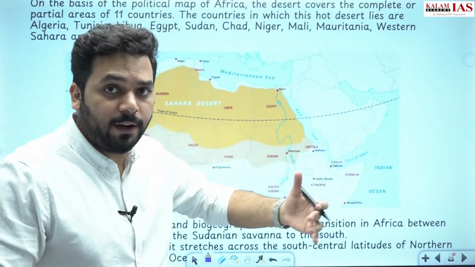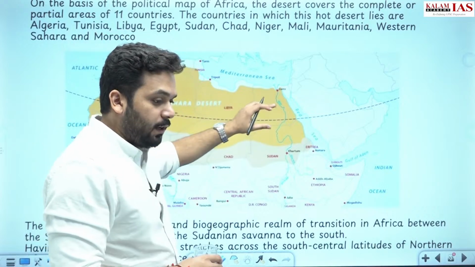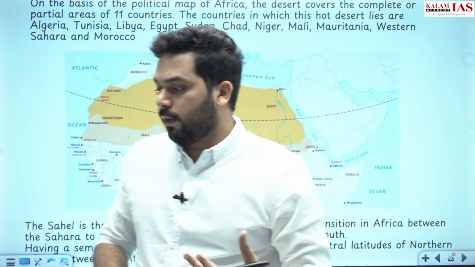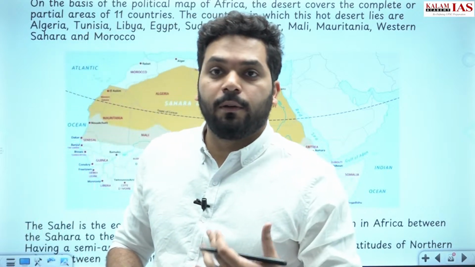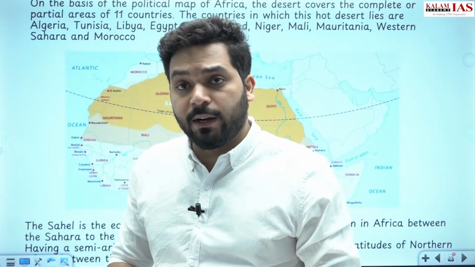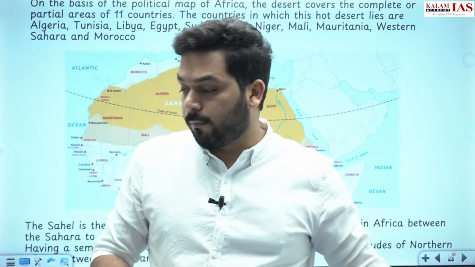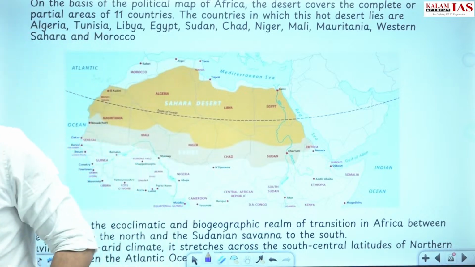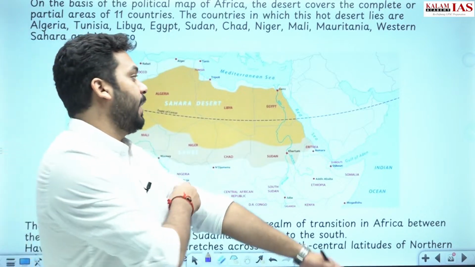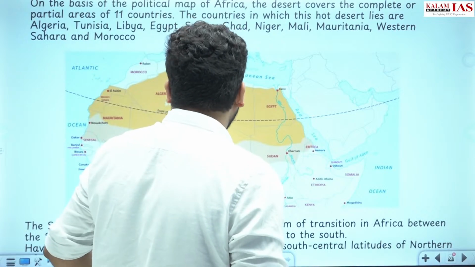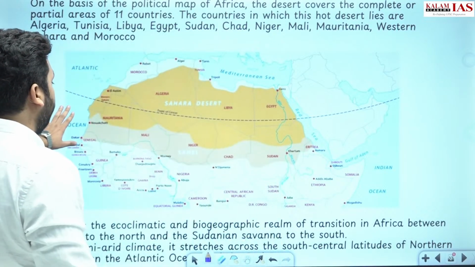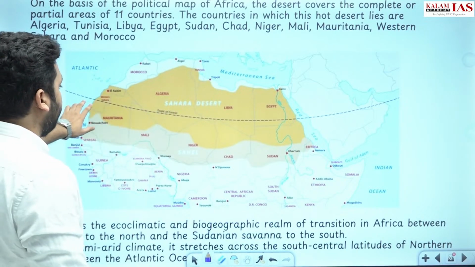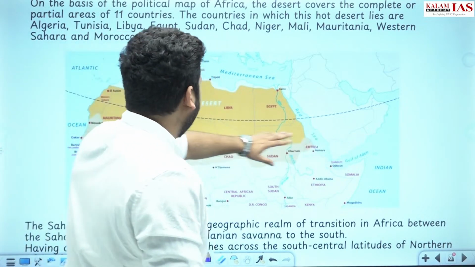Then the continentality effect is there. So descending winds and adiabatic heating actually create stable conditions, with no or less rainfall. Then the continentality effect: the winds that blow on this region do not carry any kind of moisture, so it doesn't lead to rainfall in this region. Tropic of Cancer is actually passing through Sahara Desert.